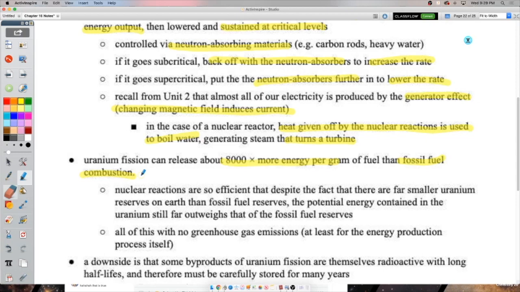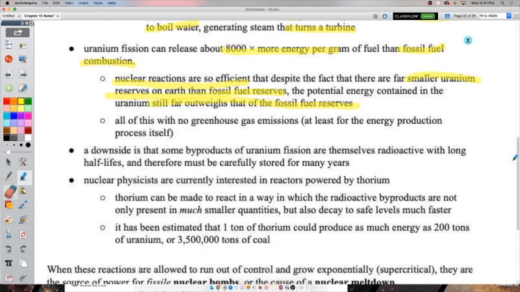So if you have 100 grams of coal and 100 grams of uranium, you're going to get 8,000 times more energy out of that same amount of uranium. It is much more efficient when it comes to producing energy. In fact, nuclear reactions are so efficient that despite the fact that there is much less uranium in the world, right, that's a much rarer substance, and our reserves of it are way smaller than our fossil fuel reserves, the potential energy in that uranium that we could use to power stuff is actually more than in all of our fossil fuel reserves. Even though there's way less of it, we could power ourselves for longer on just the uranium that we have than on the fossil fuels we have.